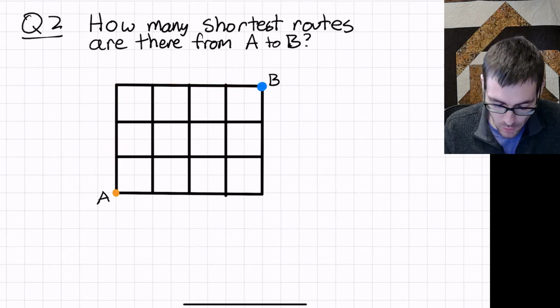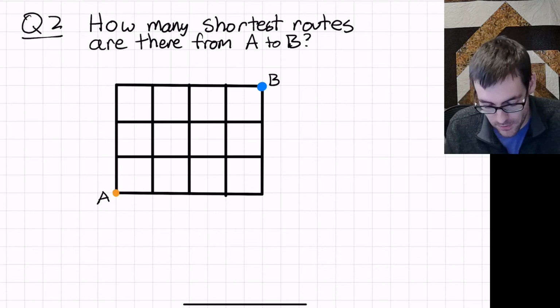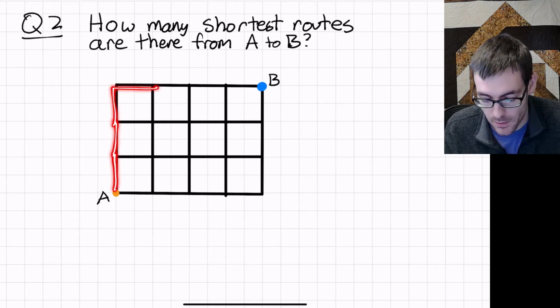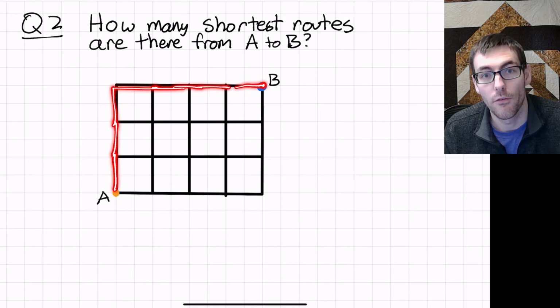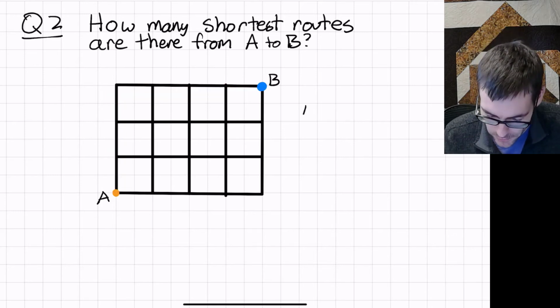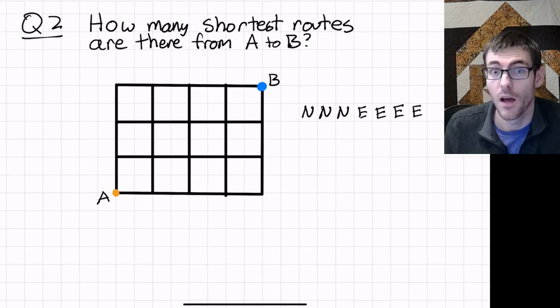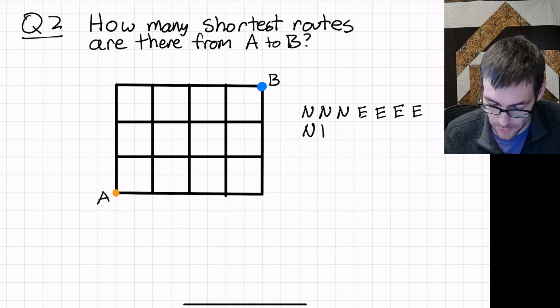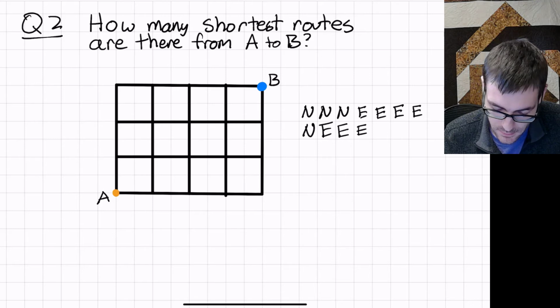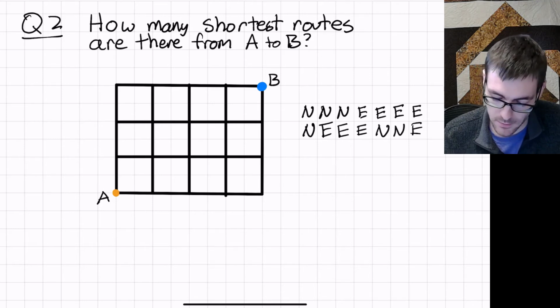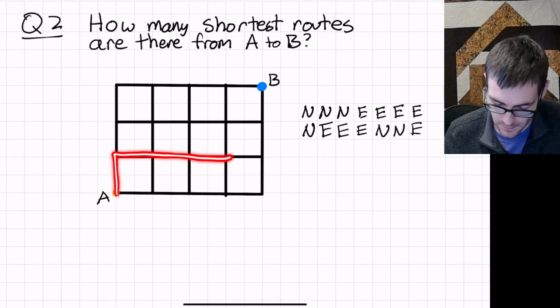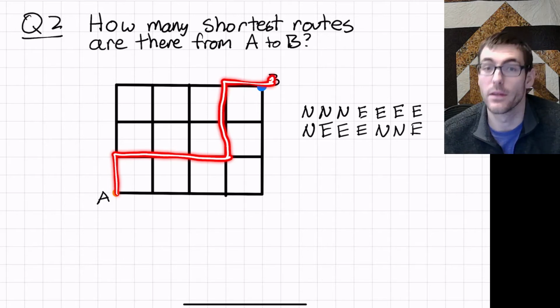Well, this route I would describe as going north 3 blocks and then east 4 blocks. So maybe that solution is north, north, north, east, east, east, east. Another solution might be north, east, east, east, north, north, east. That would be this route.